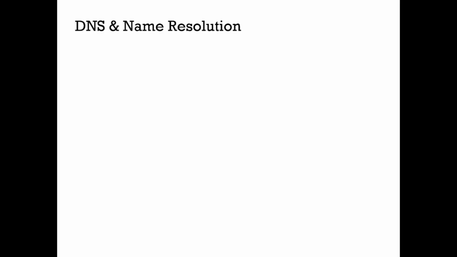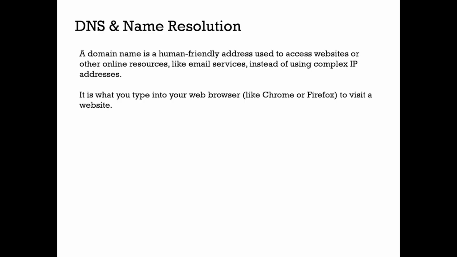what exactly is a domain name? For my definition here, a domain name is a human-friendly address used to access websites or other online resources like email services, instead of using complex IP addresses. It is what you type into your browser when you want to visit a website. So just to explain this a bit.